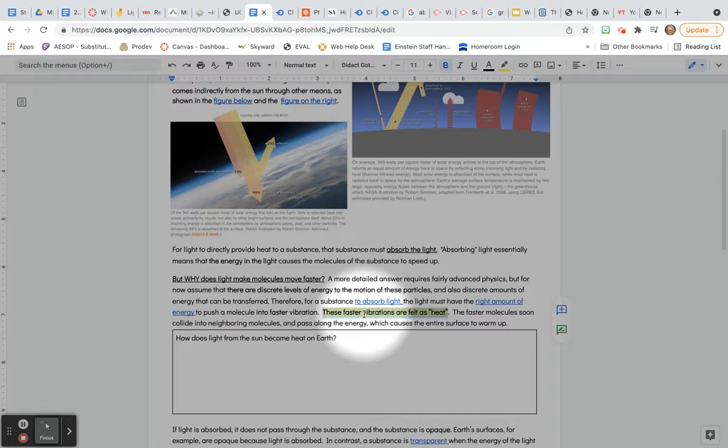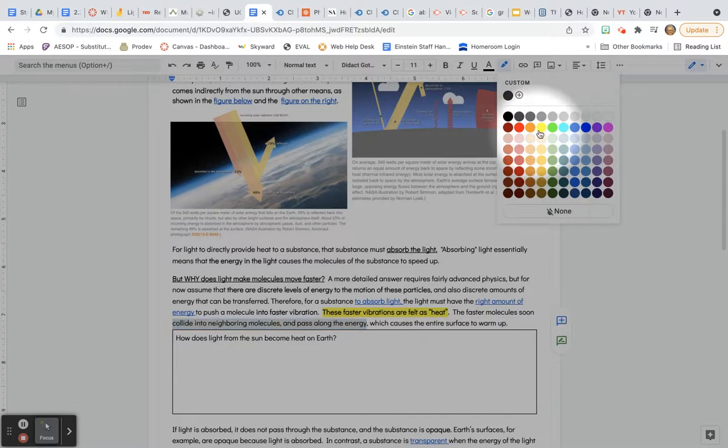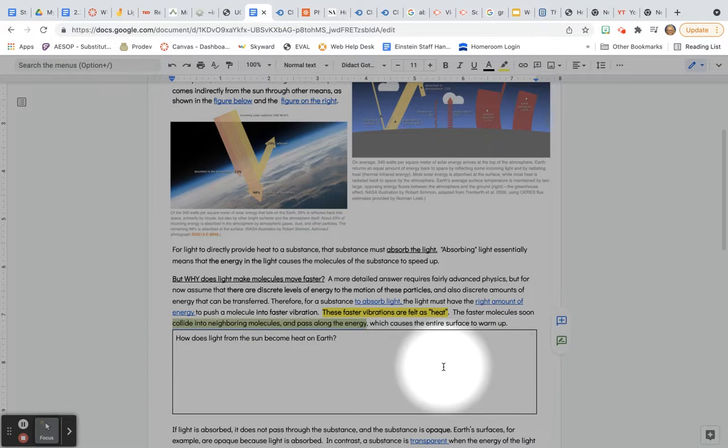Okay, so this is saying that molecules at the surface are getting energy from the light, which makes them vibrate faster. But then when they collide into neighboring molecules, they pass along the energy throughout the entire surface. So that's another big idea. Please pause this video and answer the question, how does light from the sun become heat on Earth?